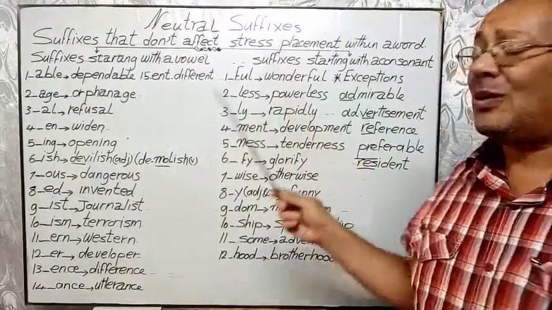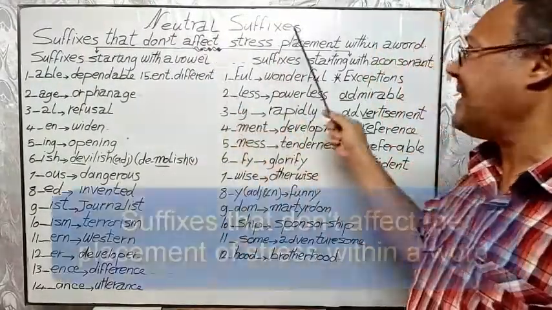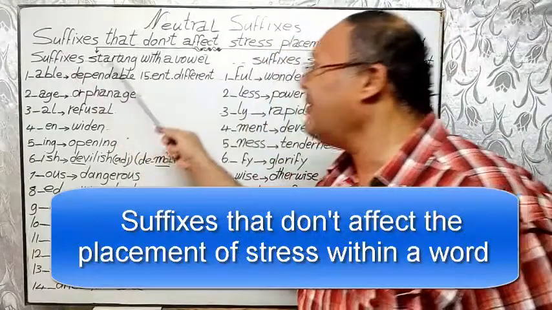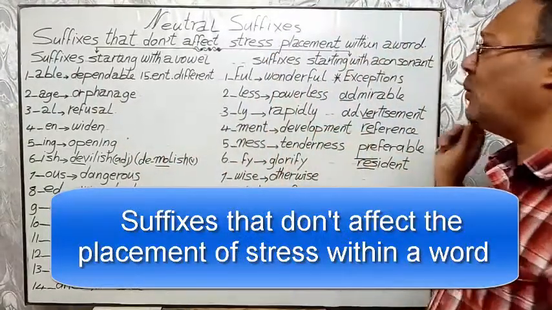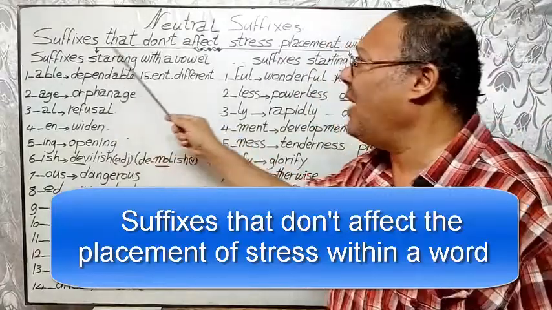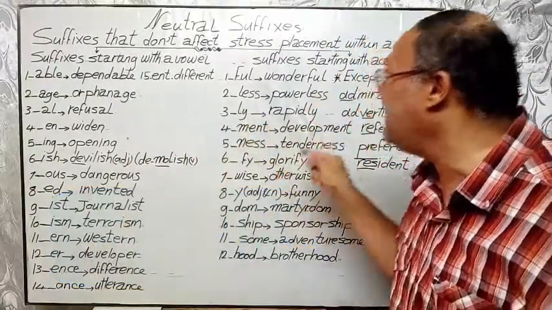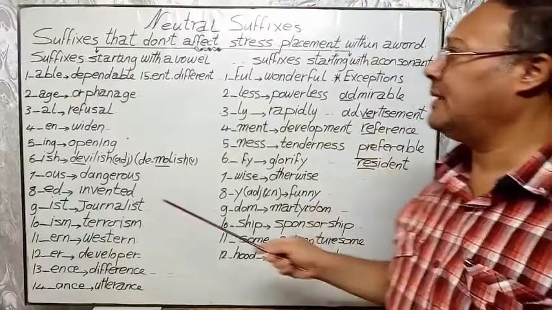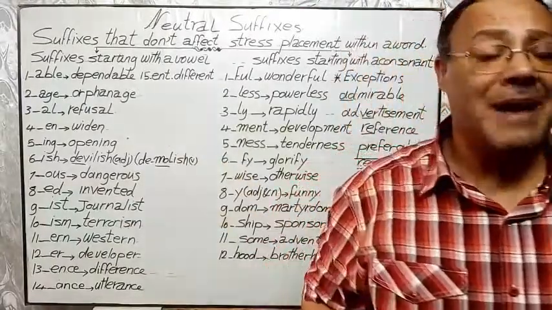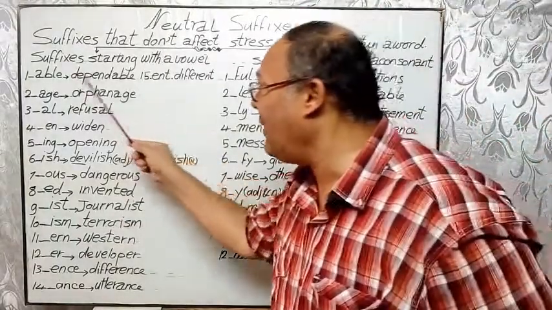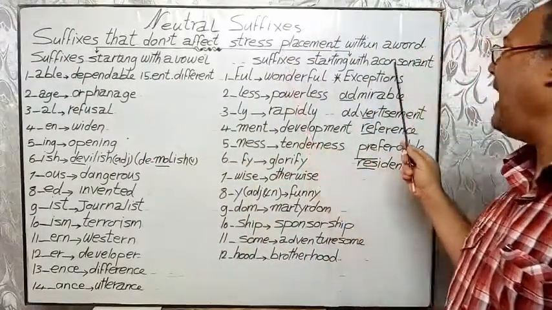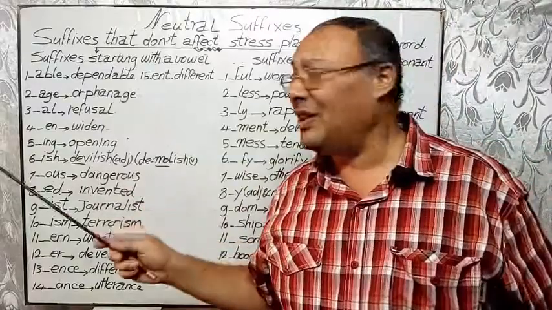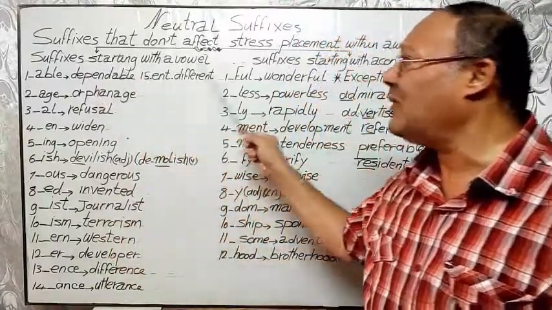Neutral suffixes. What is meant by neutral suffixes? Suffixes that don't affect the stress placement within a word. They are of two major types: suffixes starting with a vowel and suffixes starting with a consonant. Let's get started with suffixes starting with a vowel.